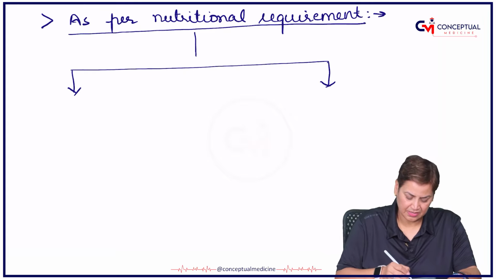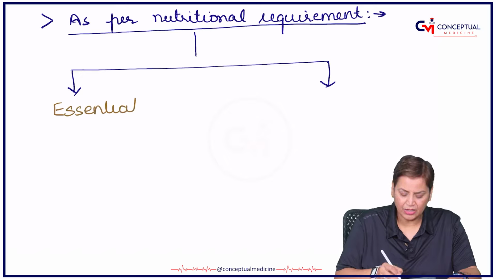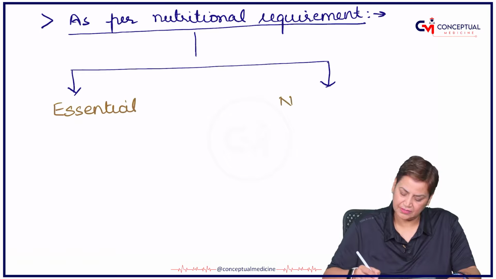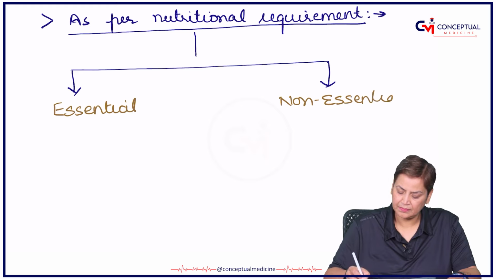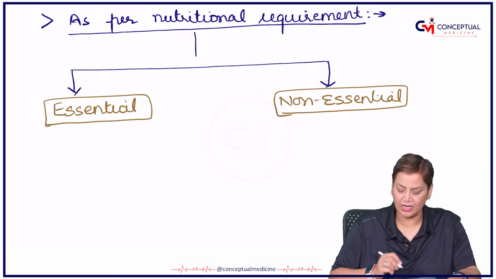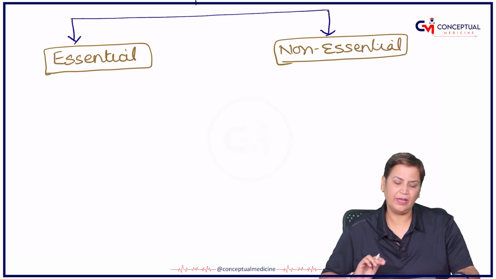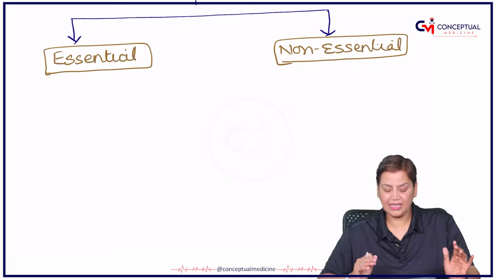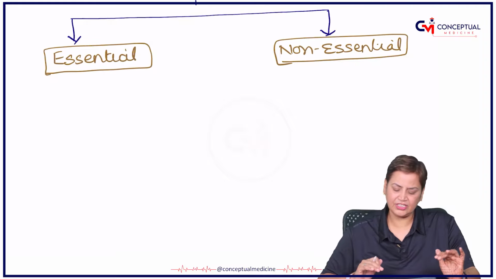Essential and non-essential. Now, we have already discussed amino acids, what are essential and what are non-essential. So here we can say only 2 classes are there, essential and non-essential.